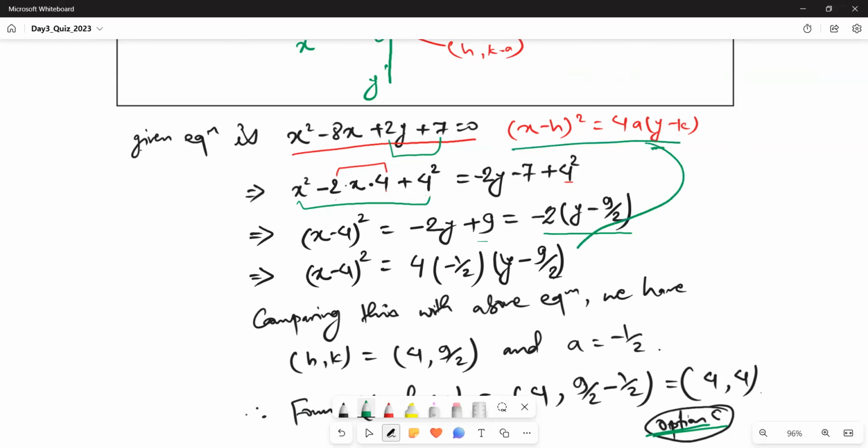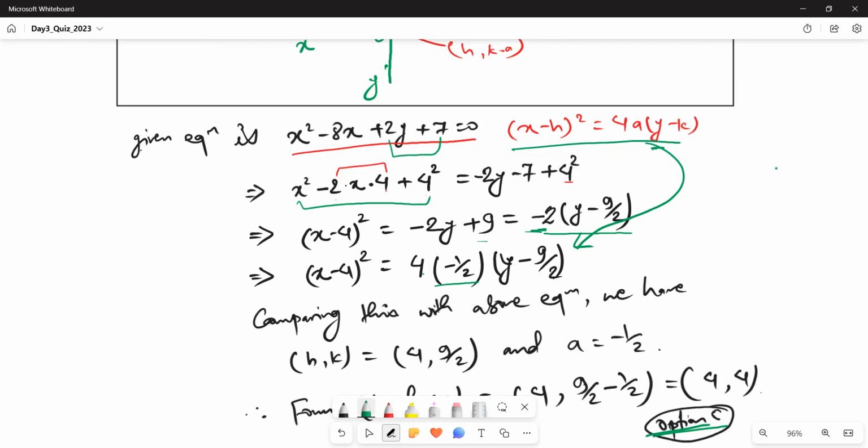So to make it in this format, we'll have to write it for ourselves and then see how we can balance it, because the value of a will get balanced accordingly, right? So (x minus 4) whole square equal to 4 times, and then we'll have what? We had only minus 2 here. So when you are writing 4 here, you have like 2, but we have to divide by 2 to keep it balanced, right? So we'll have the value of a as minus 1 by 2, then (y minus 9 by 2).